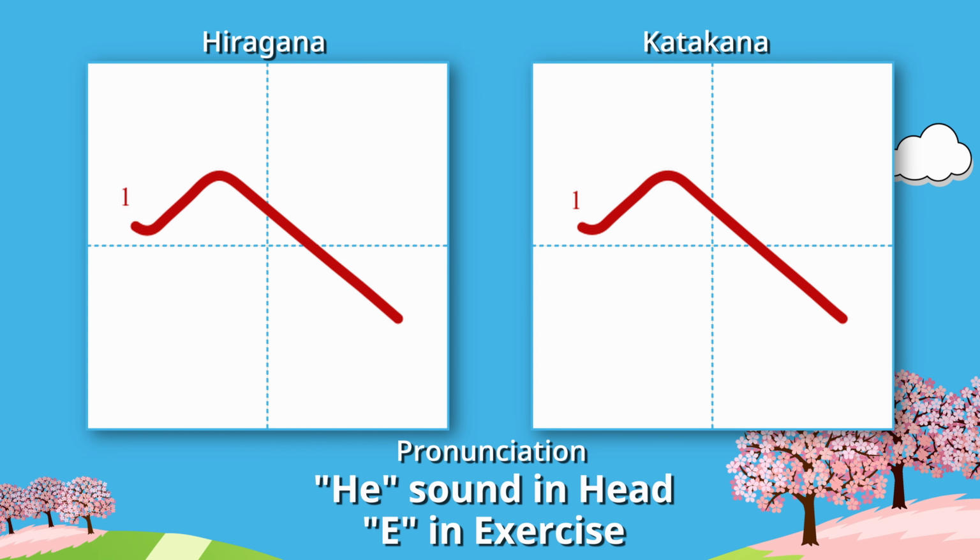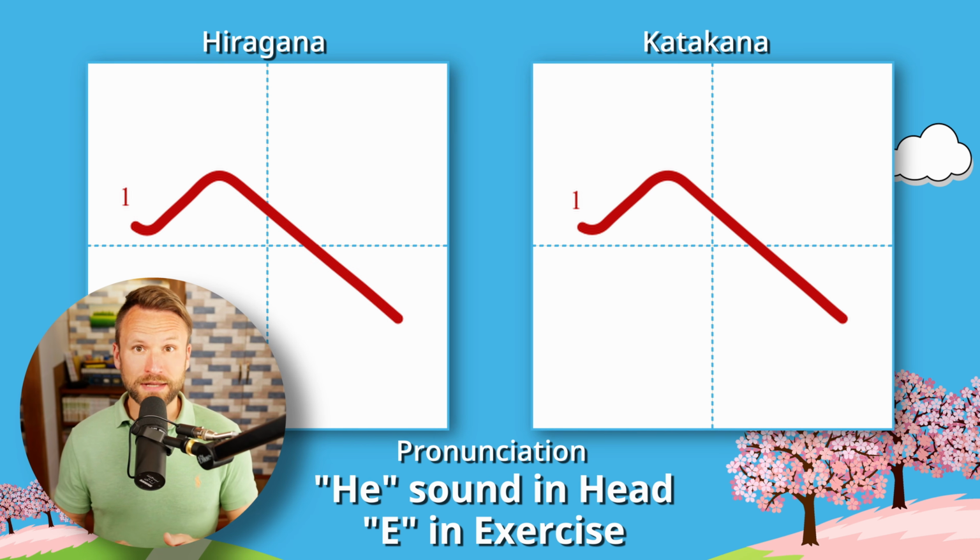These characters represent the he sound in head, except when it's the e particle. Then it sounds like the e in exercise. He, he, e, e. You can learn more about grammar, like particles, in the other videos on this channel.